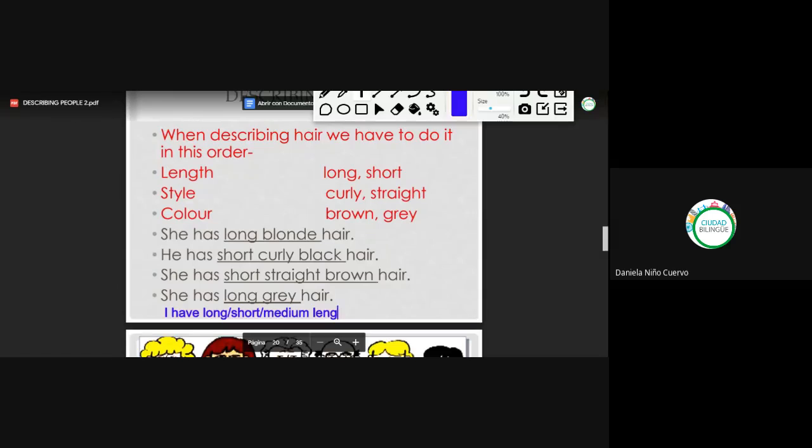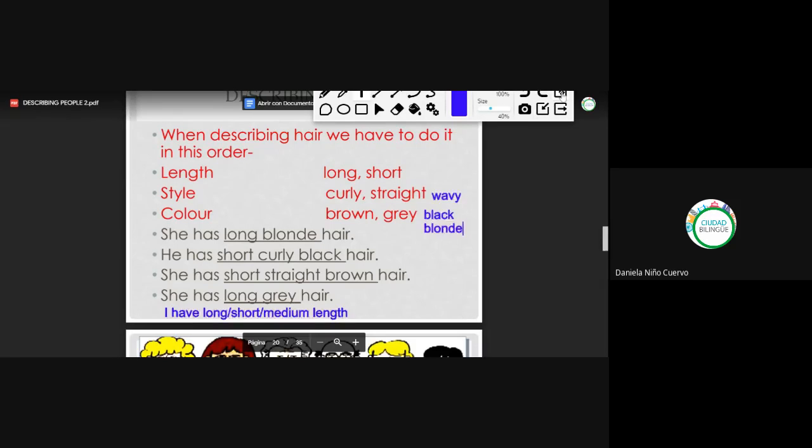Ay, medium length. ¿Qué significa? Largor mediano, yes. Después el estilo, curly, straight. Recuerden que también podemos utilizar wavy, que es ondulado. Y finalmente el color. Acá nos falta el color negro. O si ustedes son monos, blonde, yes?